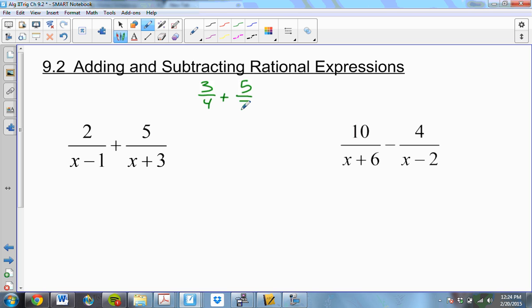If I'm going to take 3/4 and 5/7 and add them, I need to find the lowest common denominator. That's the whole game with adding and subtracting fractions, find the lowest common denominator. Well, in this case, it's 28. So multiply this by 7/7, and this by 4/4, and get 21/28 plus 20/28, which then becomes 41/28. And I would just leave it like that. I don't need to make that a mixed number. Improper fractions are fine.